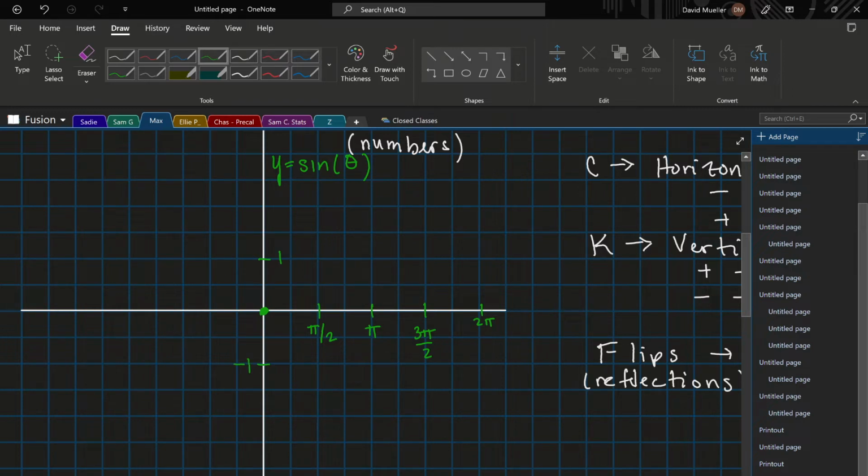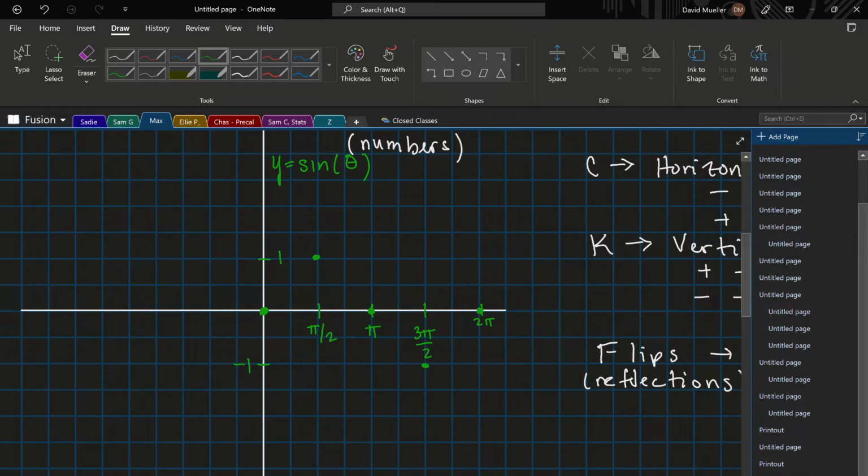So what is it at pi over 2, or 90 degrees? The y-coordinate. 1. 1, right, good. It's 1. At pi, 180? 0. 0, good. 3 pi over 2, what angle is that in degrees? Negative 1. Negative 1, yes. What angle is that in degrees? 270. Good, 270. And then at 2 pi, well, that's just the same as 0. 0. So it's 0. Right.